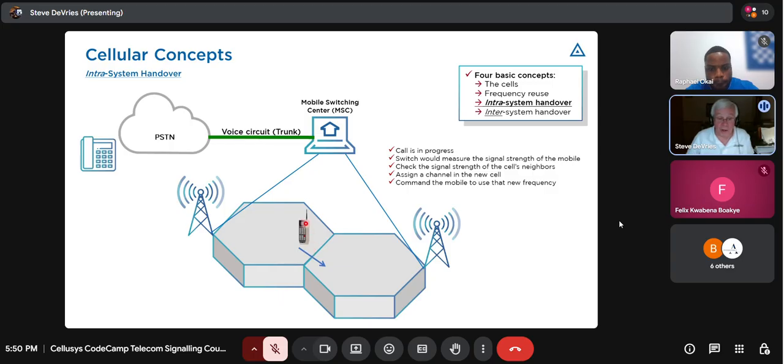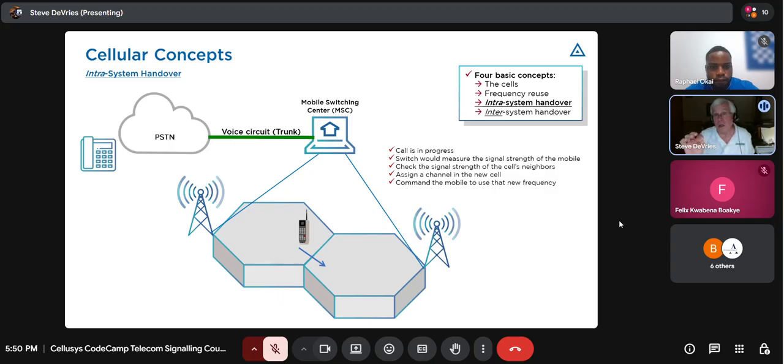And again, radio waves kind of bleed in here. These radio waves will bleed in here. They don't follow a neat hexagon like it shows here. But it does show us how these interlocking cells work, and just gives us the concept of cellular. So that's an intra-system handoff.